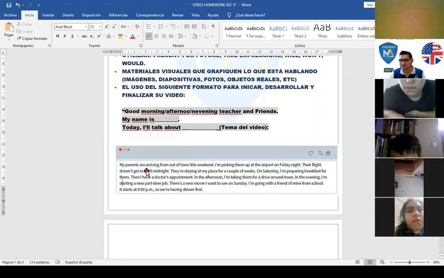Their flight doesn't get in until midnight. También, ¿verdad? Su vuelo no llega hasta la medianoche, ¿no? They are staying at my place for a couple of weeks. Se van a quedar en mi casa por un par de semanas. On Saturday, I'm preparing breakfast for them. El sábado voy a prepararles el desayuno, ¿no? Then I have a doctor's appointment. Luego tengo una cita con el doctor. In the afternoon, I'm taking them for a drive around town. En la tarde les voy a llevar por un paseo por la ciudad, ¿no?